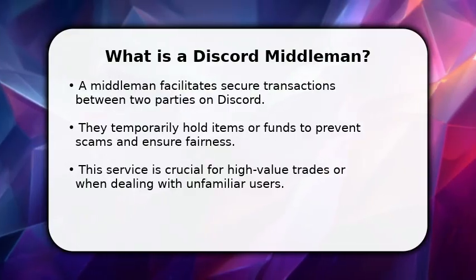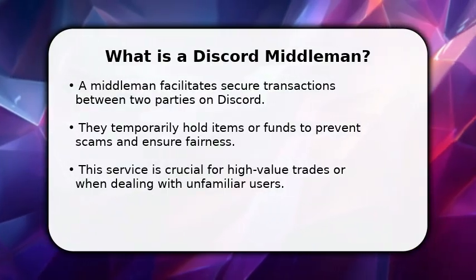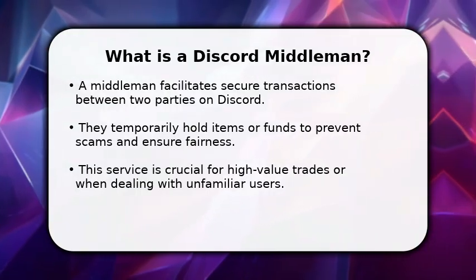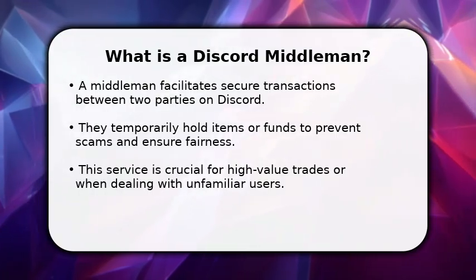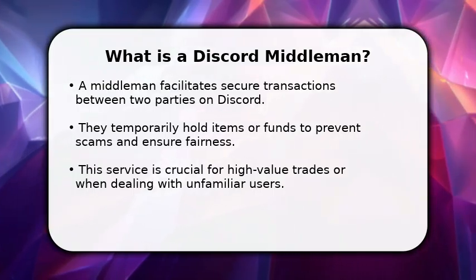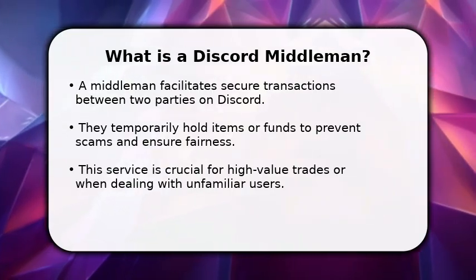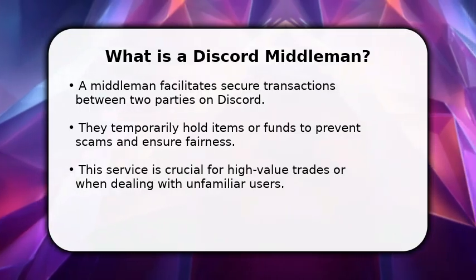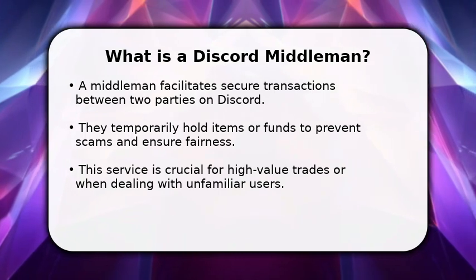In this video, I will explain how to use a middleman in Discord. A middleman acts as a trusted third party, ensuring that both the buyer and seller fulfill their obligations in a trade. This process significantly reduces the risk of scams, especially when exchanging valuable digital goods or services. It provides peace of mind for both individuals involved, making transactions much safer and more reliable on the platform. Understanding this role is the first step to secure trading.